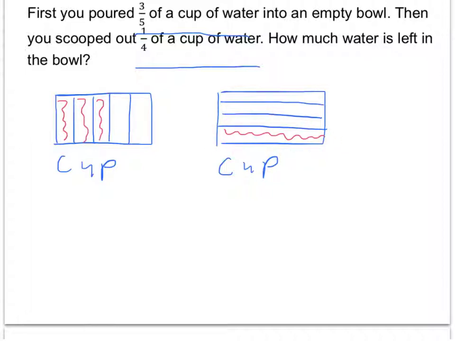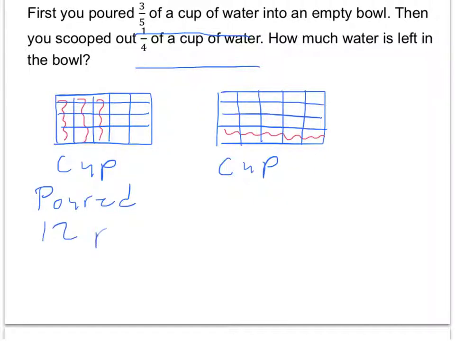But we see that those pieces are not the same size, and so we need to get things of the same size. Well, we can do that very easily. Let's go over here and draw 3 horizontal lines, and then over here let's draw 4 vertical lines. 1, 2, 3, 4. Okay. And so what we can see now is that we poured how many pieces? We've got 1, 2, 3, 4, 5, 6, 7, 8, 9, 10, 11, 12. So we poured 12 pieces.